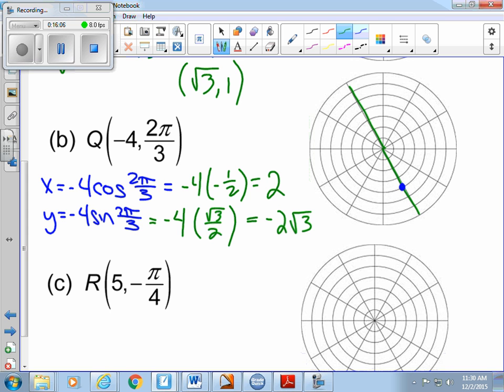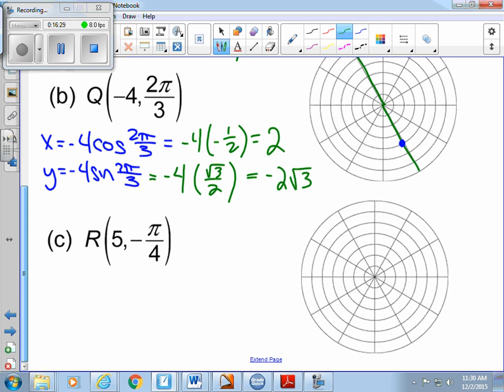Now, let's check it for reasonability. Would positive 2, negative 2 root of 3 get me to that point? Yeah. It would, wouldn't it? Makes sense, doesn't it? Now, it maybe didn't at first, but it gets me there, so the math works out.